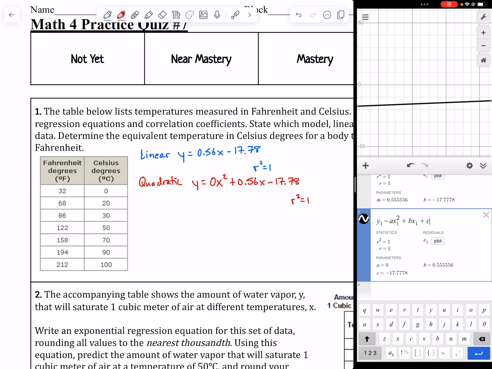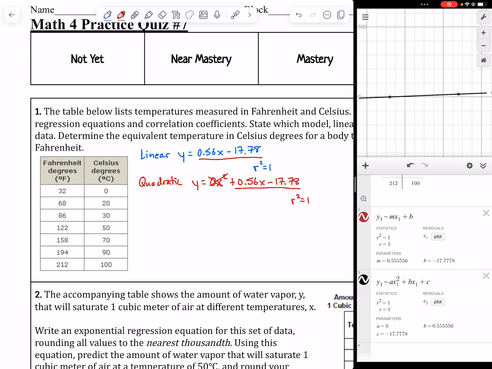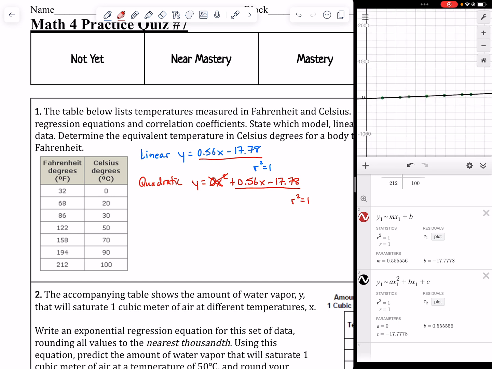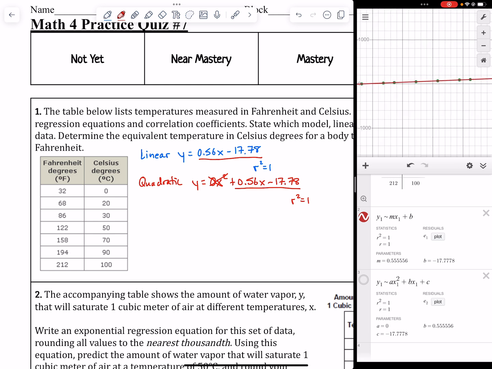So if you notice, 0x squared really is just 0. And then what this turns into is the quadratic function looks just like the linear function. So the best fit would be the linear function. And we can probably zoom out a little bit to look at it and see that like the linear, let me turn off the quadratic for a minute. The linear equation does fit really well through the points. The r square value is 1. And then the quadratic function really is the linear function because of the 0x squared that cancels out.